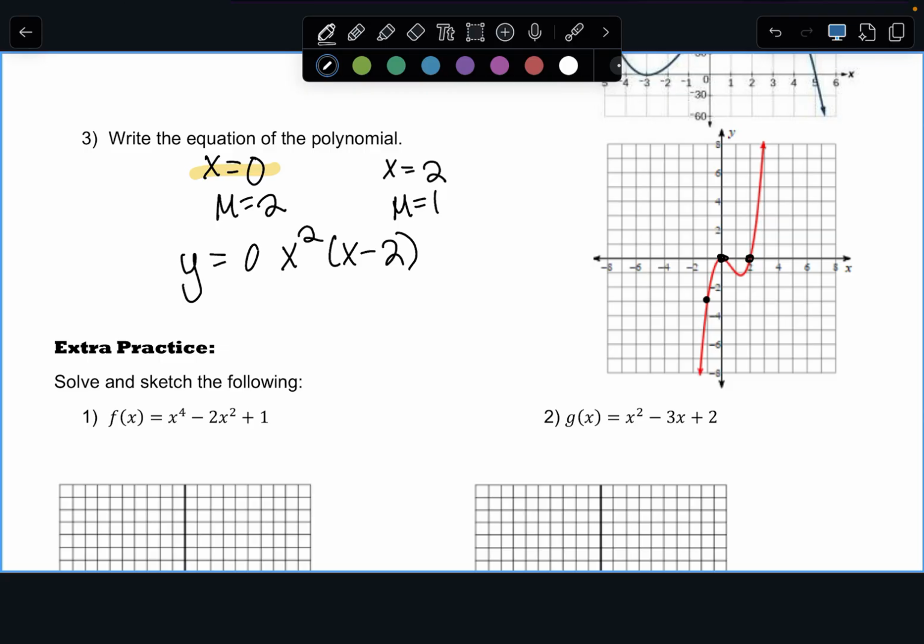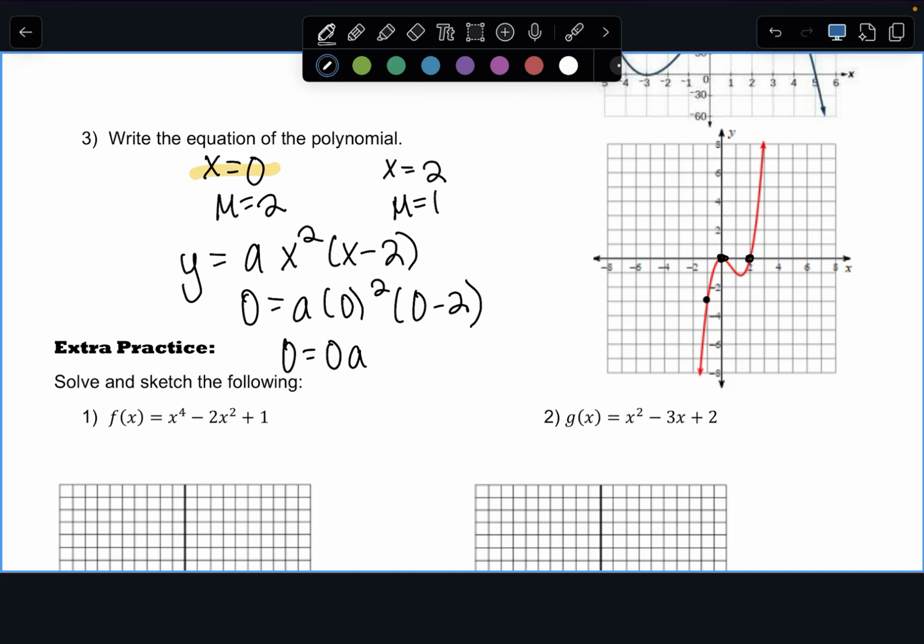And I just need my a value. What is the easiest possible point I could plug in for a? 0, 0. Actually, no, I don't want to do that. Time out. Let's try to plug in 0, 0 and see what happens. And here's why we don't really want to do that. If we plug in 0, what am I going to get on the right? We're going to get 0 equal to 0a. Does that help us in any way, shape, or form? No. So in general, do not plug in your zeros.